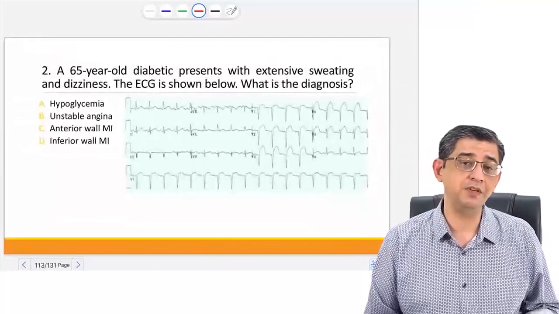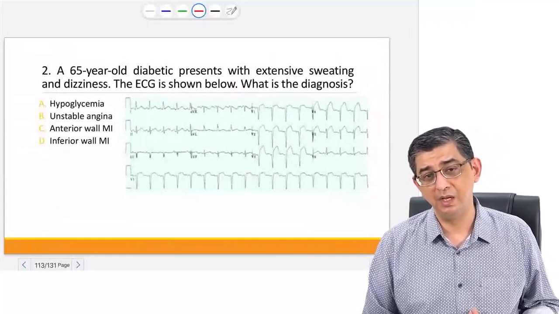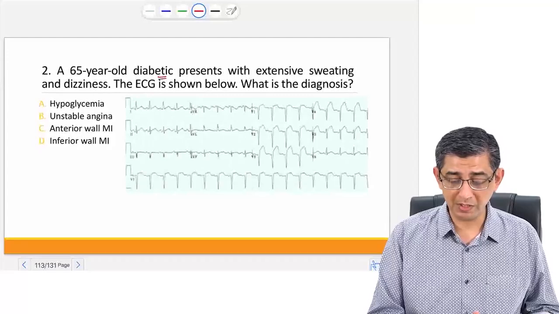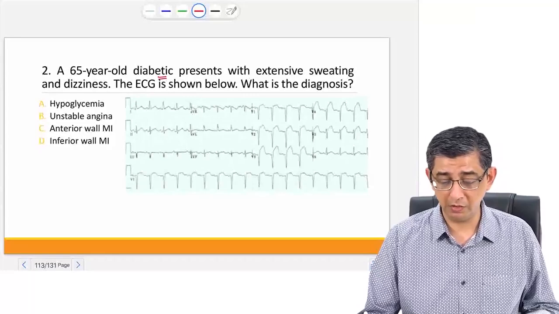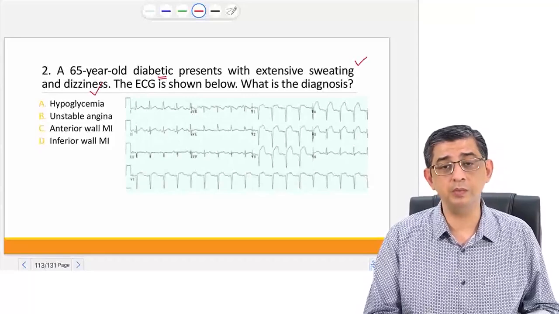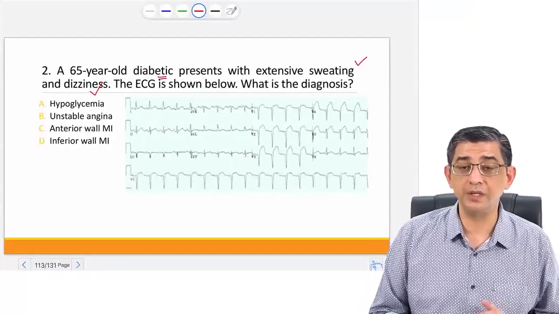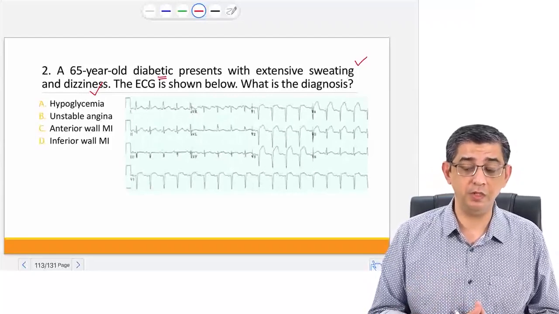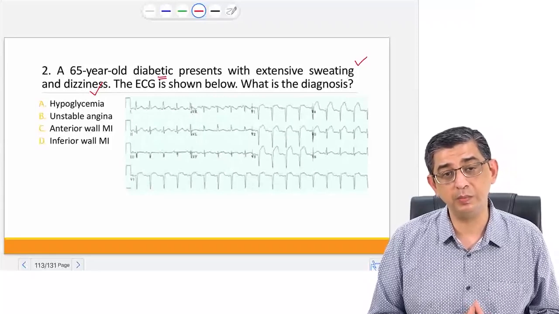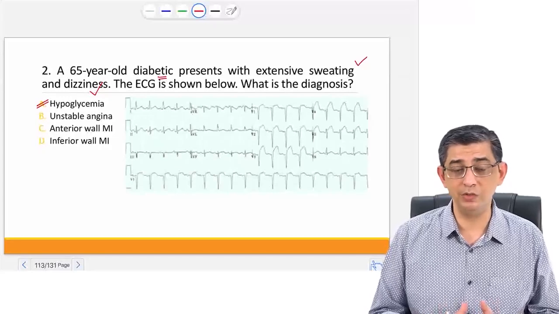This is about a 65-year-old diabetic who's presenting with excessive sweating and dizziness. Please remember that diabetics can even have a silent myocardial infarction. So if a diabetic is having a lot of sweating and dizziness, it could be either hypoglycemia or a myocardial infarction. Before you comment that there is hypoglycemia, you must also evaluate the ECG of the person. Anyway, I'm ruling out hypoglycemia here because no blood sugar values are given in this person.